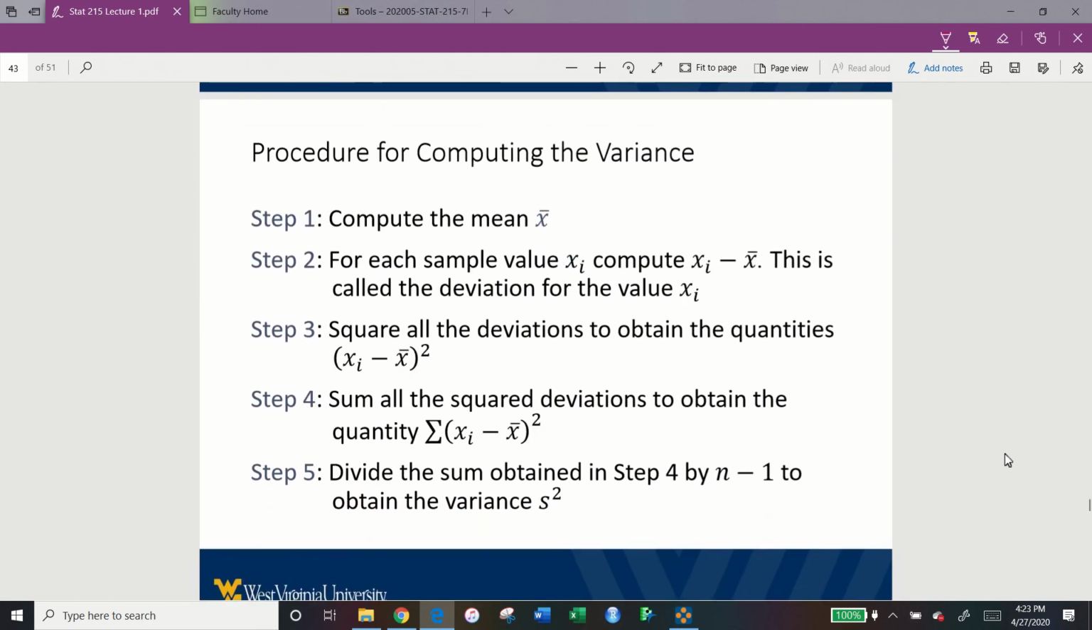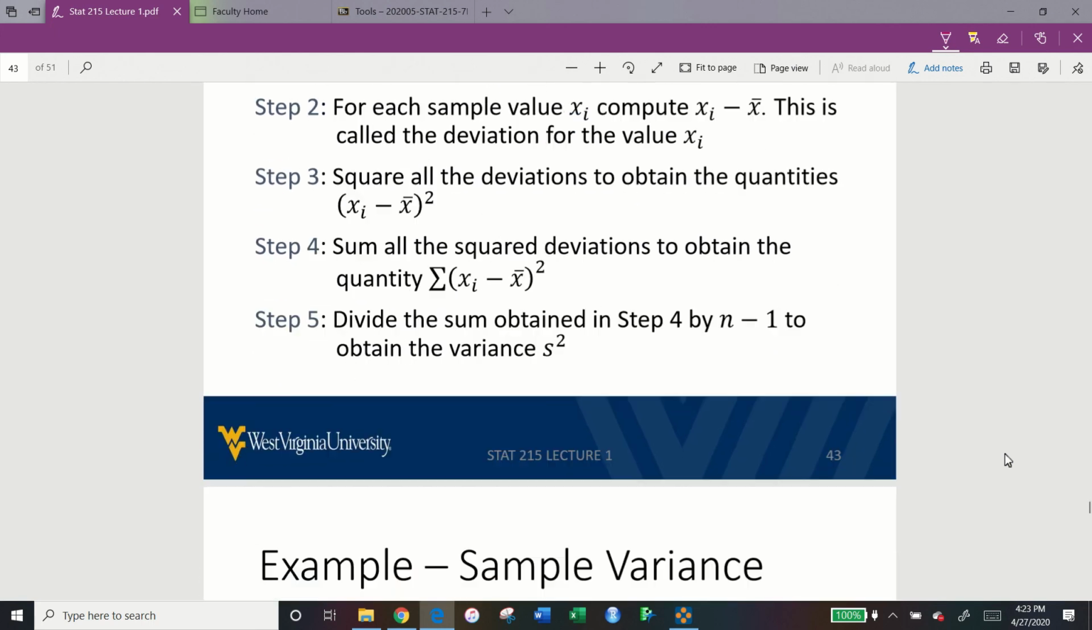So let's take a look at the procedure for computing the variance. Step 1, you would compute your sample mean. Step 2, for each sample value xi, you're going to compute the difference of xi minus your sample mean. This is called the deviation for the value xi, meaning deviate from your mean. Step 3, we will square all our deviations to obtain the quantities. Step 4, we will take the summation of all our squared deviations. Then we will divide our sum by n minus 1 to obtain our sample variance.